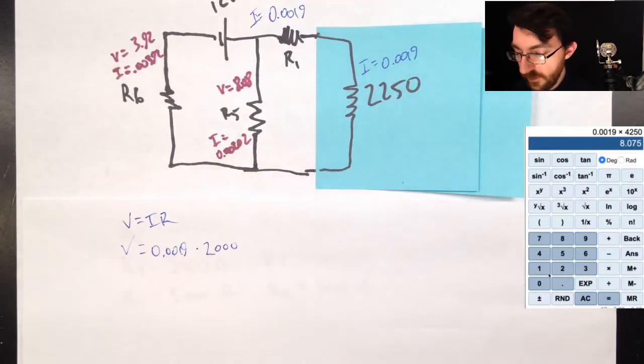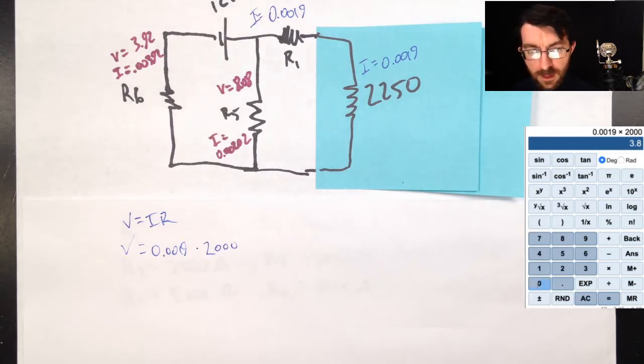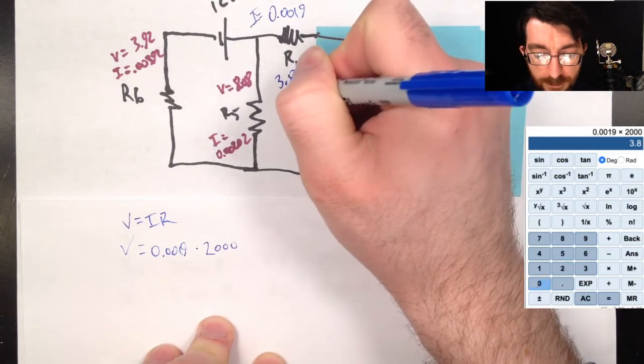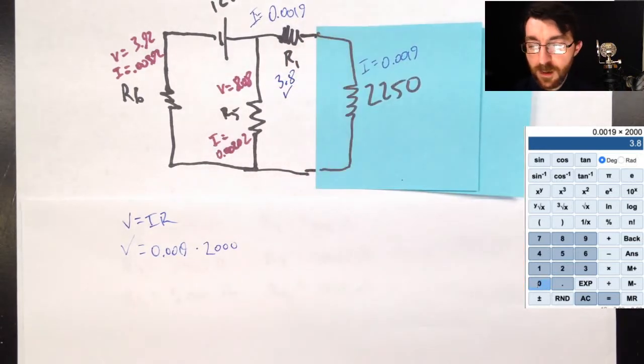0.0019 times 2,000. That's looking a little faint to me. I'm afraid that's not legible. Oh, I wish I could get feedback. 0.0019 times 2,000 is 3.8. Oh, there's 3.8 volts across that. Very nice, resistor 1. So 3.8 volts here. That's not a check mark, that's a V.